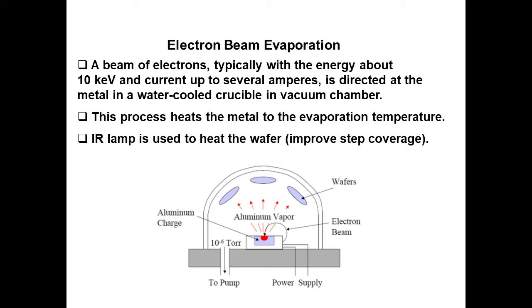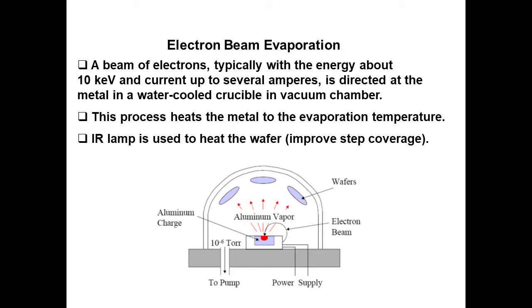Slide number 68 is about electron beam evaporation. Just now, about thermal evaporation, you just heat up the aluminum crucibles, and then you will have your aluminum being evaporated. So what are the differences between electron beam evaporation and thermal evaporation?